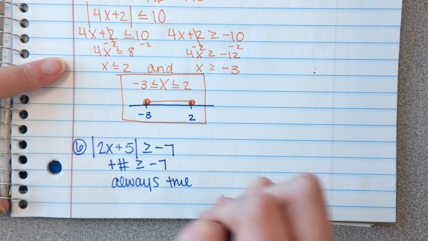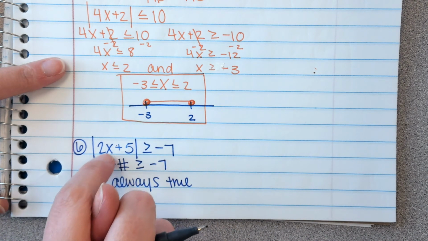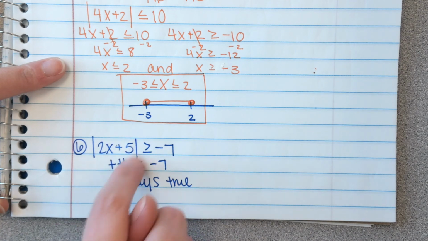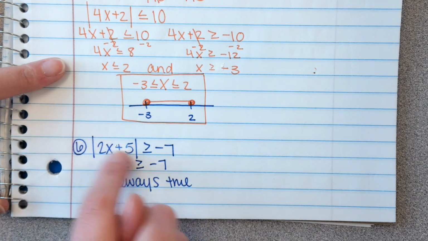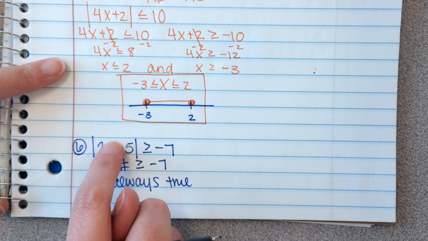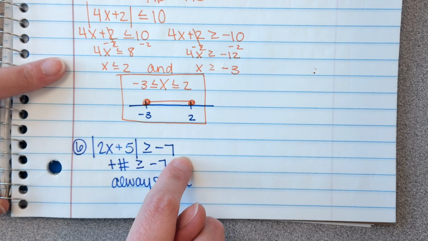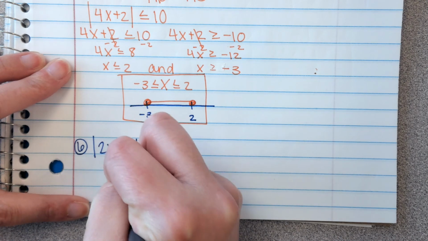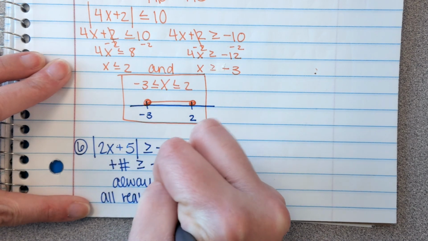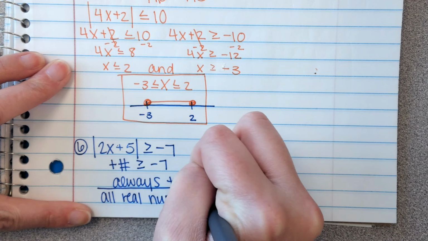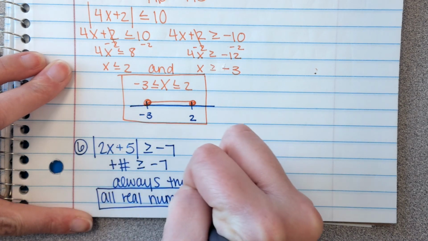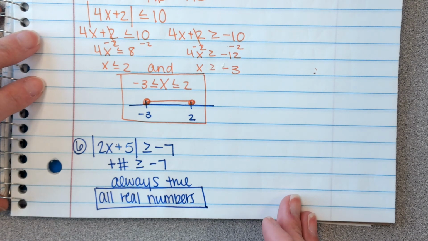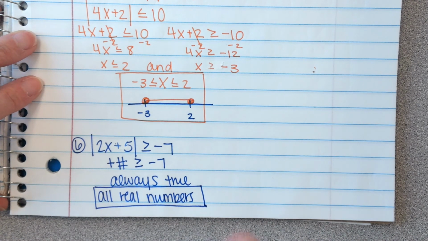And if that's always true, that means it doesn't matter what number we plug in here, it's always going to work out. Because no matter what you plug in, you're always going to get some positive number. That positive number is always going to be greater than negative 7. So for this one, we're going to say all real numbers. Okay, so that problem is a little bit different, but you will have one like that in your Math Excel.